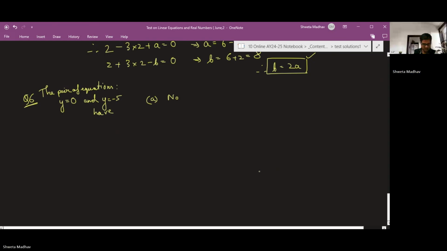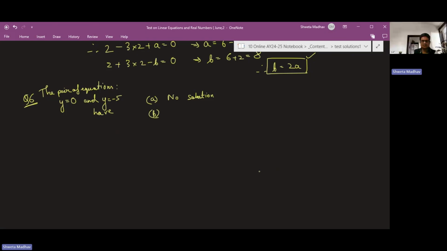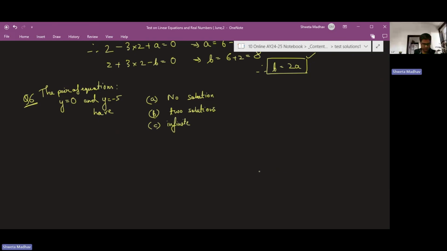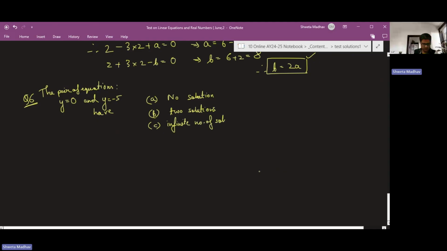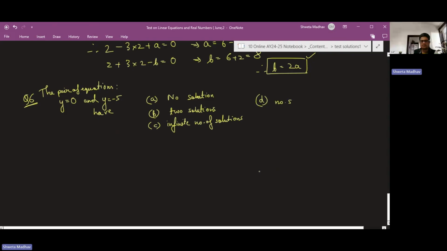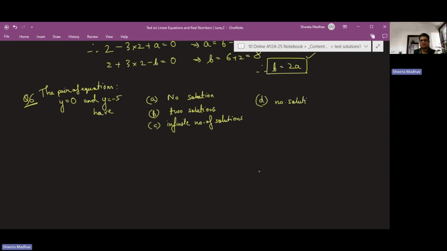They have no solution, or option B is two solutions, and C is infinite number of solutions, and option D is no solution. Option D is no solution and option A is one solution. So we have to find it.